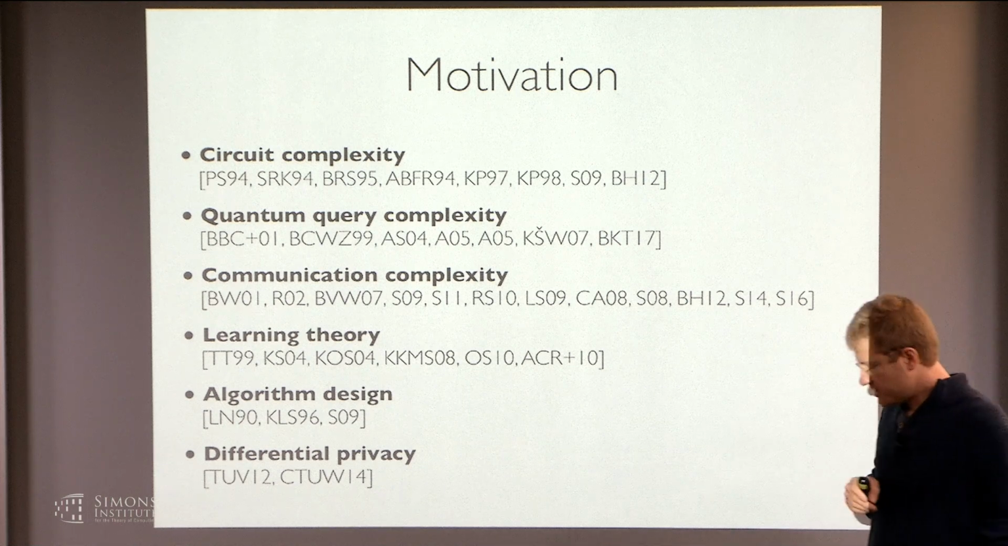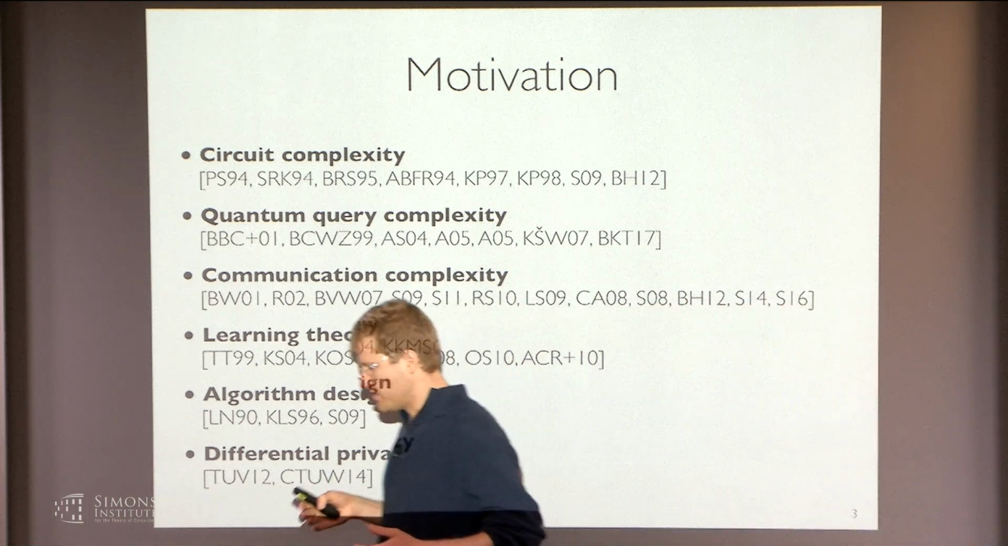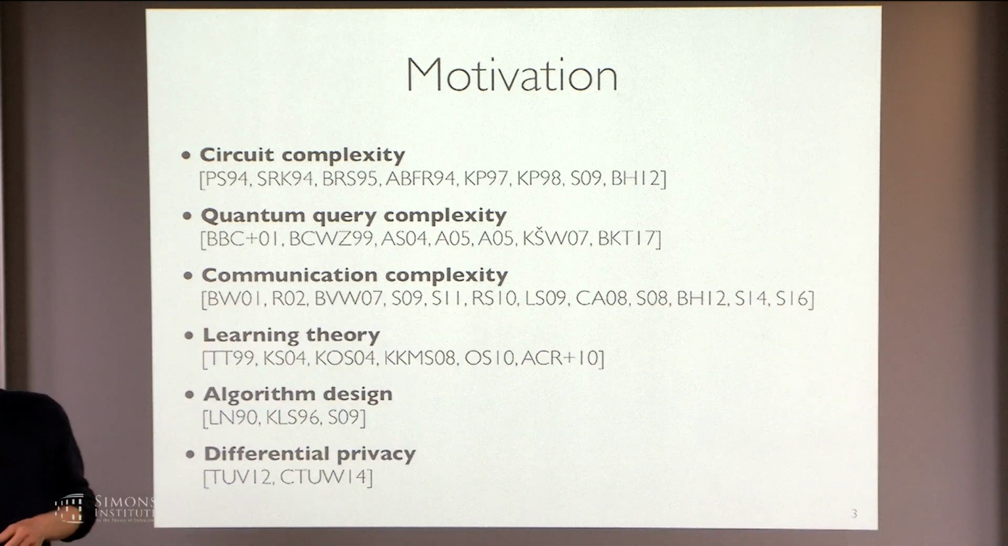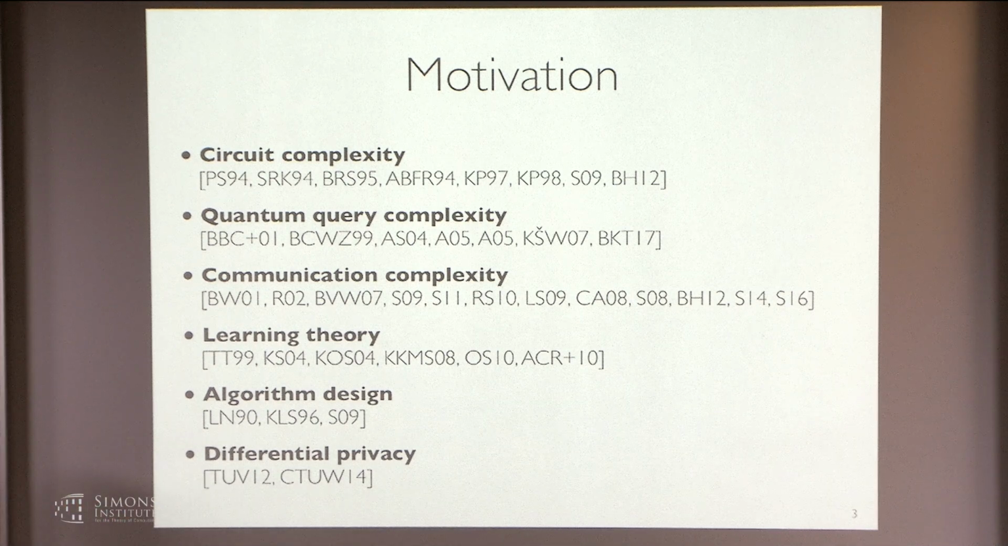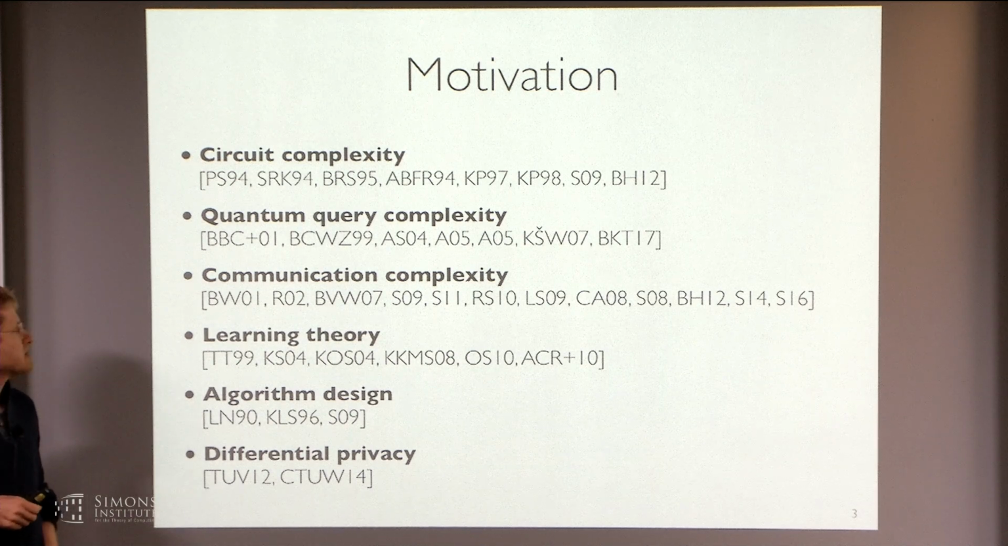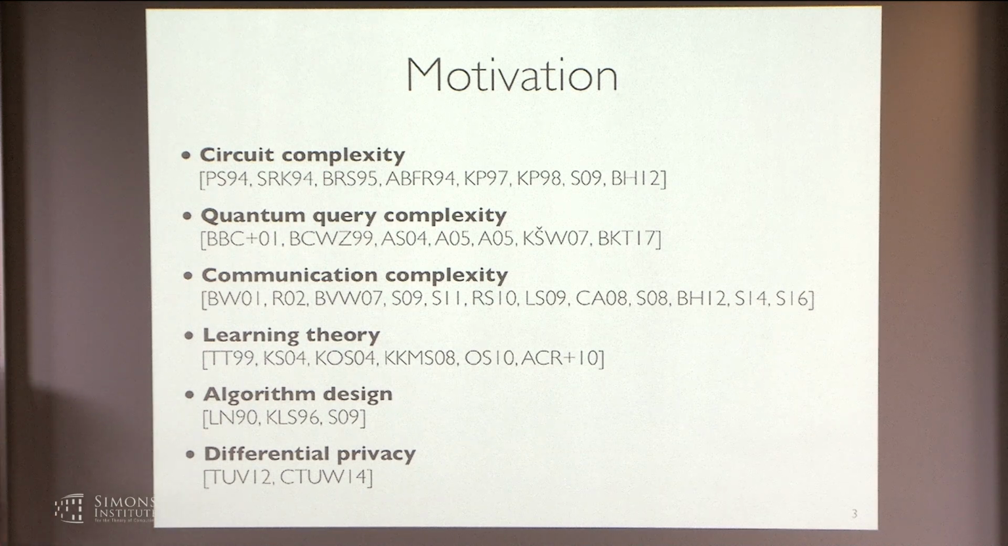Since its introduction, this notion has found a variety of applications. Both the lower bounds and upper bounds are of interest. The lower bounds typically give you impossibility results and hardness results for other models, such as circuit complexity, quantum query complexity, communication complexity. And there's been a lot of progress along those lines, using approximate degree as a vehicle to solve hard open problems. Upper bounds on approximate degree are also of interest.